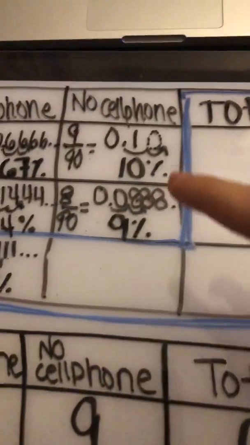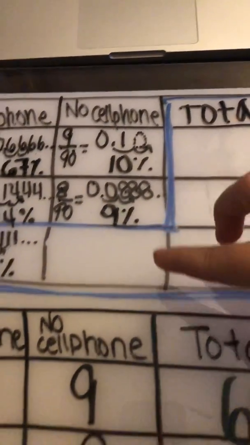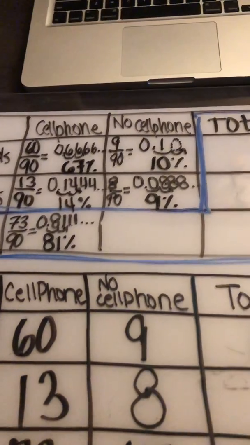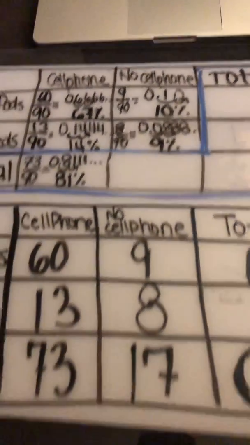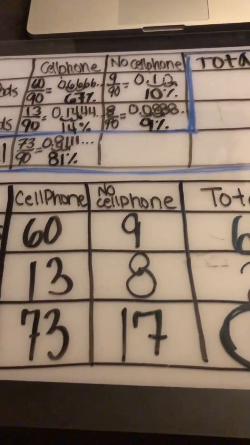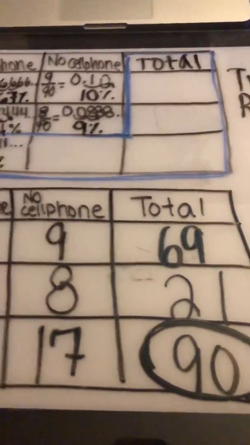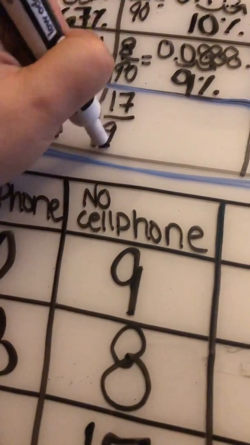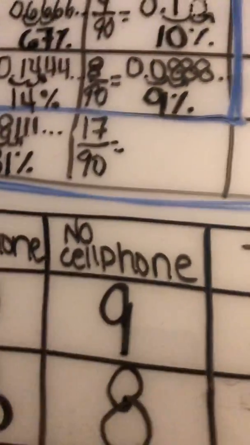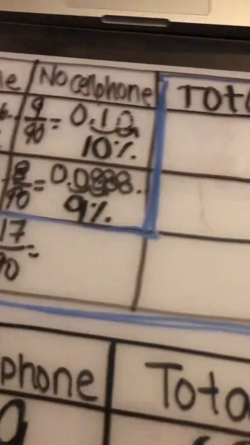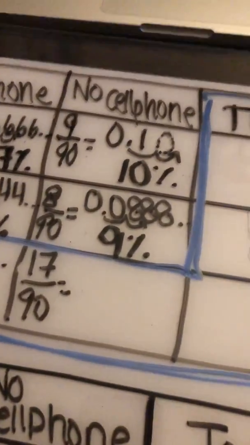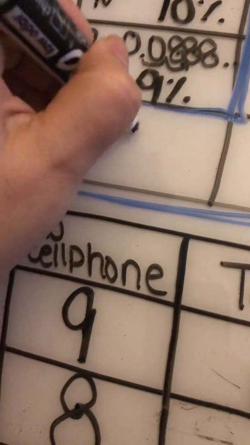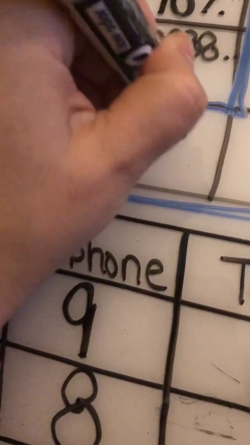So again, this plus this would be our total percent for students that don't own a cell phone. It should be 19%, but we're going to check it by actually doing the calculation. So we're going to do 17 divided by 90. So notice every time we're dividing by the total. 17 divided by 90. Okay, so that gives me 0.18 repeating.